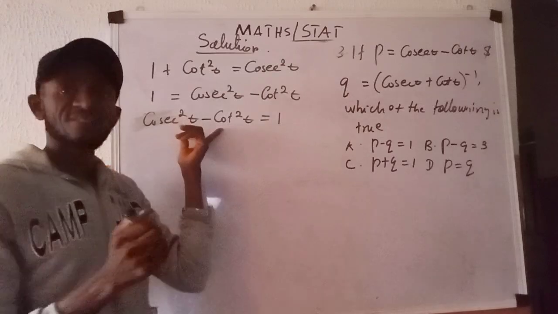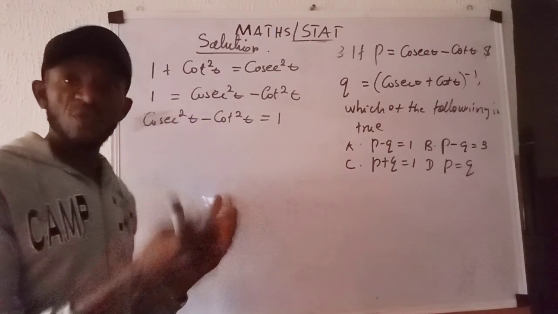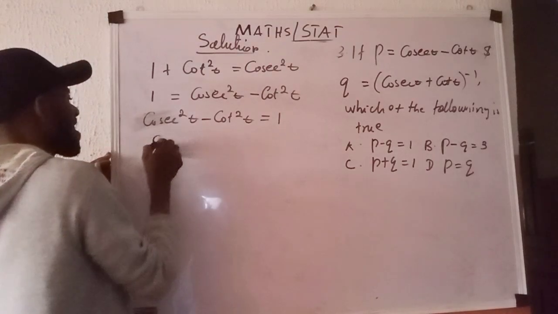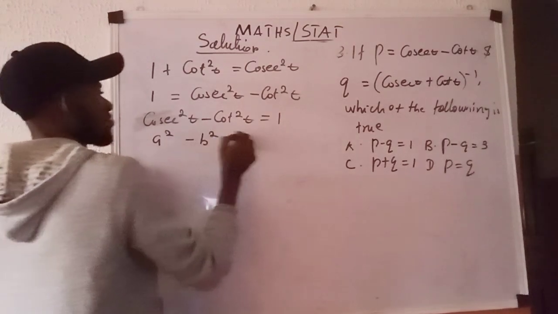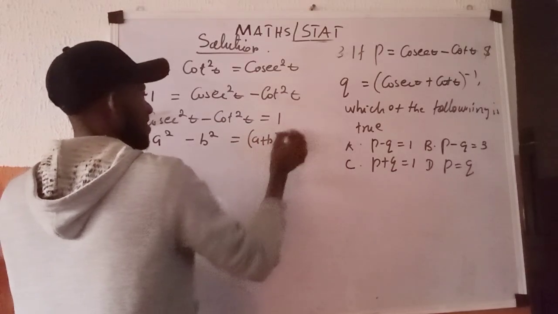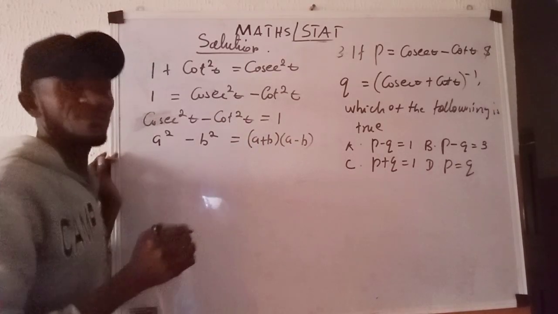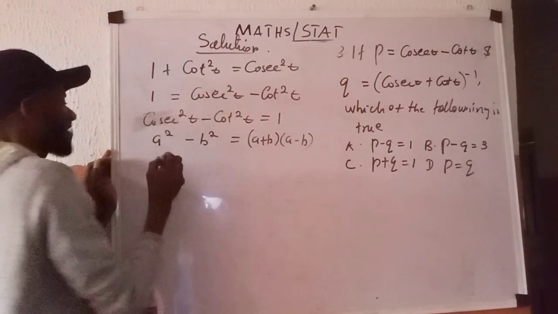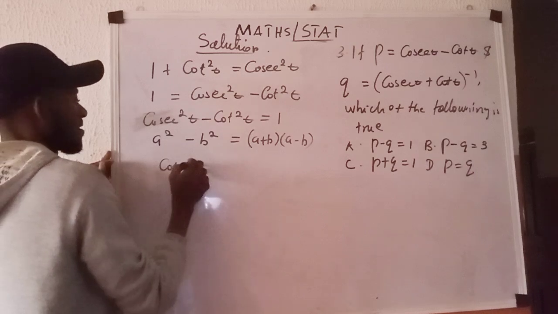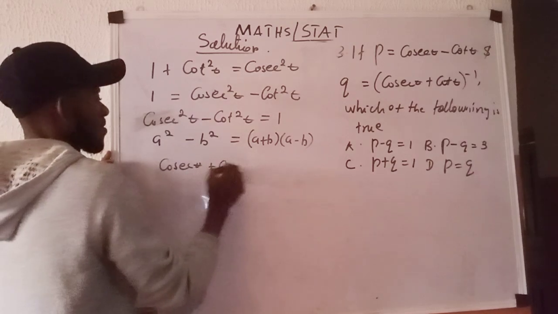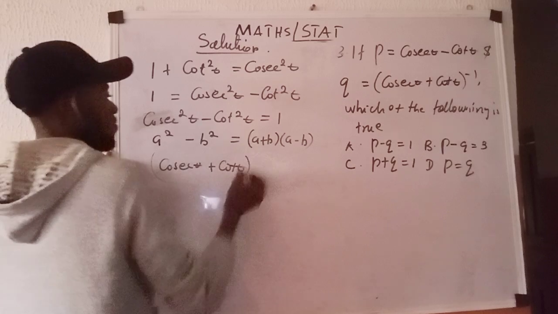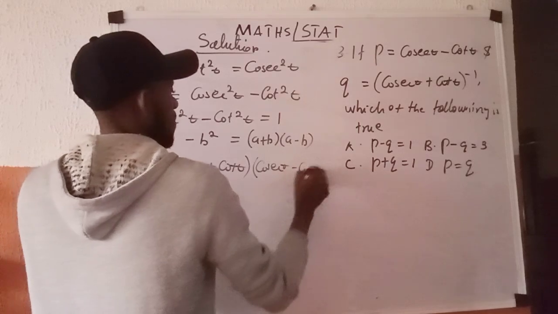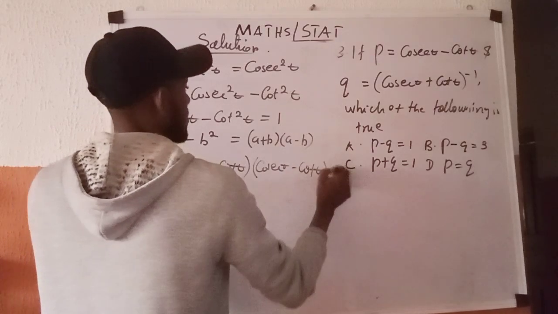And because this is this, we equally remind ourselves of what we call the difference of two squares. That difference of two squares says that A raised to power 2 minus B raised to power 2 is given as A plus B into A minus B. So I can apply this principle here. And what I have here becomes that cosec theta plus cot theta, open and close, open again, cosec theta minus cot theta equals 1.